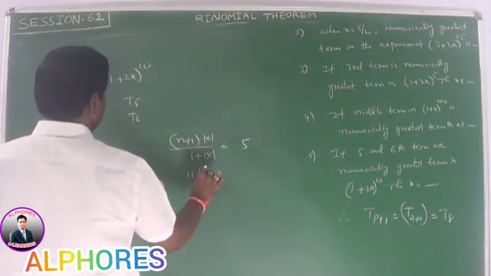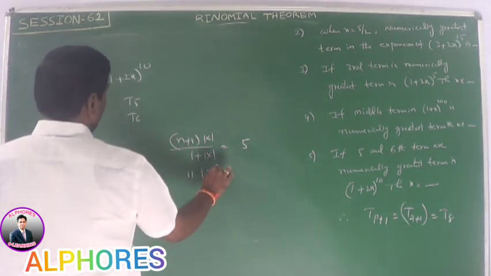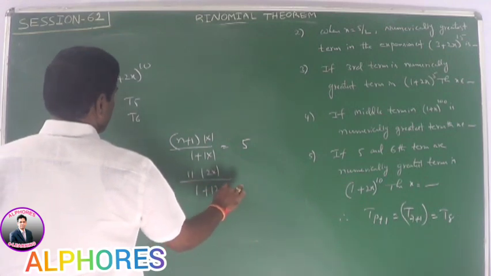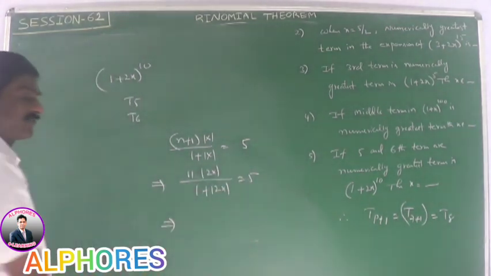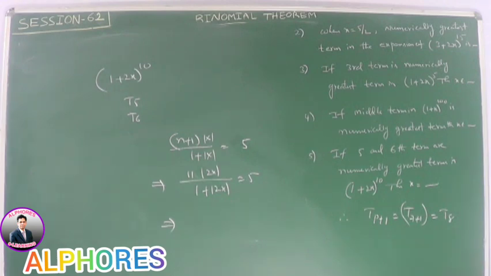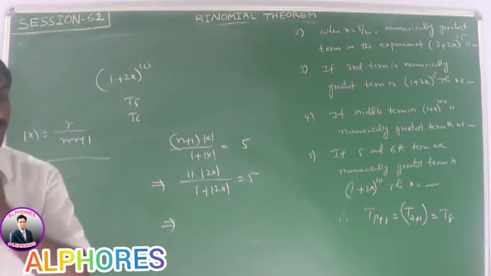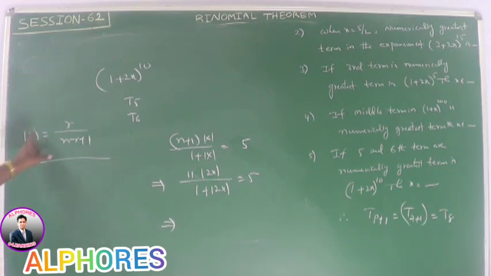11 into |2x|, that is, 11|2x| / (1 + |2x|) is equal to 5. By using this property, find |x|. Our direct formula: |x| is equal to r / (n - r + 1). It is the direct formula. By using this value, find x. If there will be two middle terms, then |x| is equal to r / (n - r + 1).